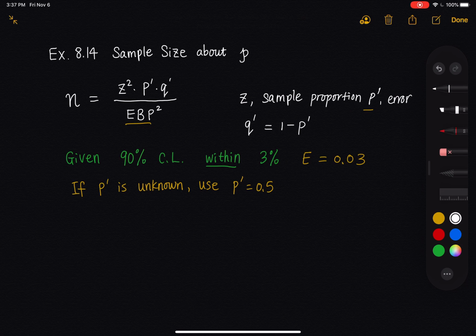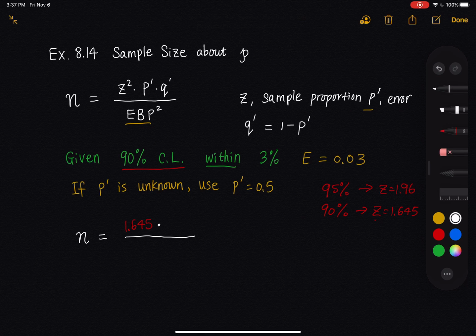To solve the problem, you use the formula for n. What is the z-score associated to a 90% confidence level? Now you know 95% corresponds to a z-score of 1.96. But right now we want 90%, not 95. So the z-score should be, and in the textbook is, 1.645. So use that number, they are always associated with the same z-score. It's 1.645 because we want a 90% confidence interval.